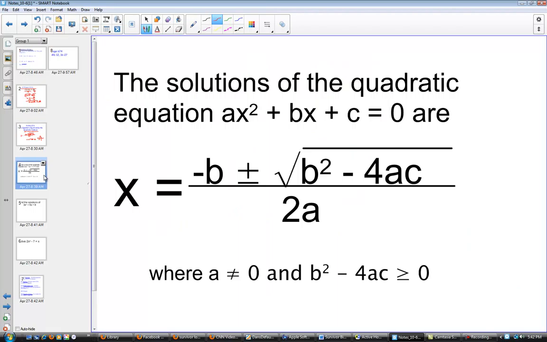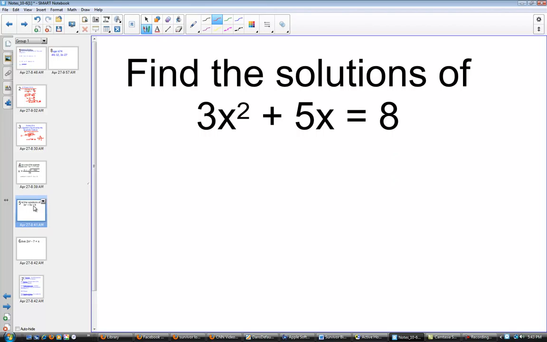I just wrote it a little bit nicer, or typed it for you. And the one thing that cannot be true, the one thing that we can't have, is this inside of here, inside of the square root. It has to be positive. See how it says b squared minus 4ac has to be greater than or equal to 0. It could be 0, but it can't be negative. Okay? All right, let's try our first one.